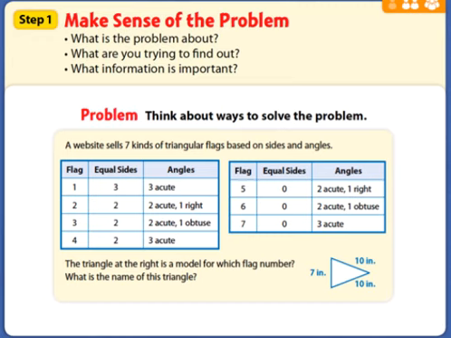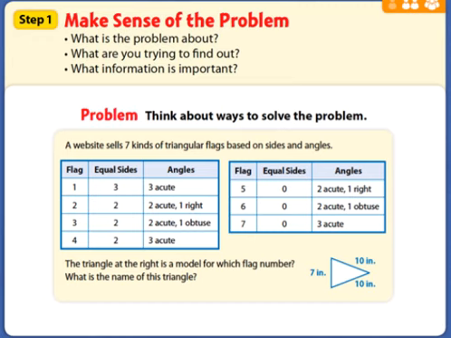All right, let's start off with our problem. Let's make sense of our problem. Don't forget our 6 steps of making sense of our problem. We read the problem, we decide what the problem is about, we read the problem again, we figure out what we are trying to find out, meaning what is the goal of this problem, and we read it again. And then we figure out what information is important. We circle the important information.